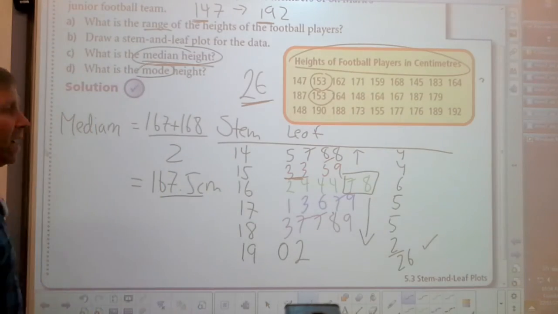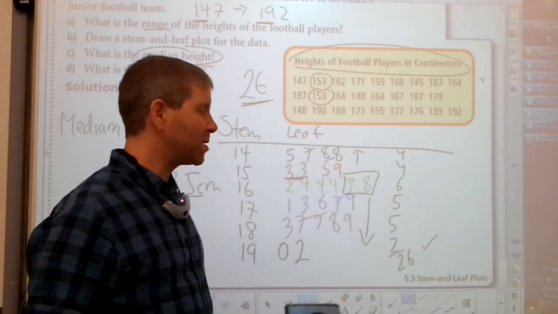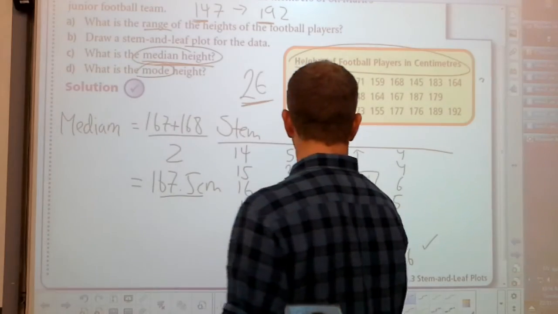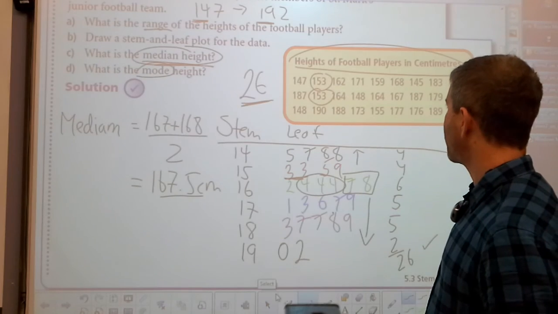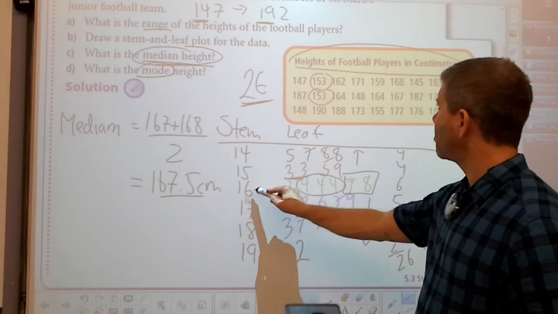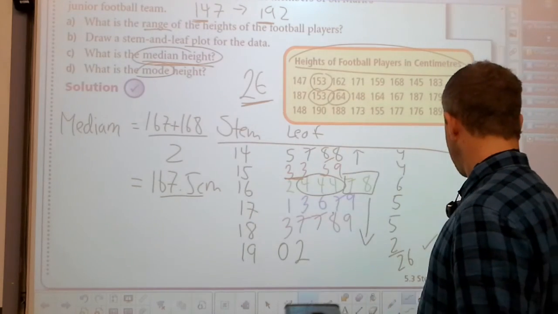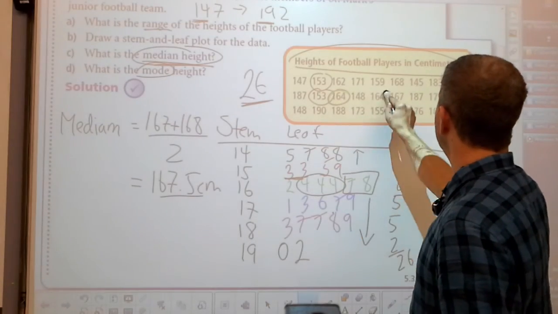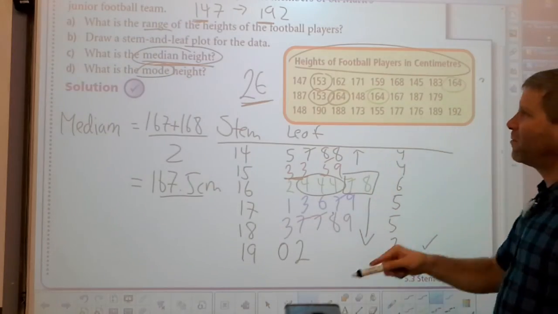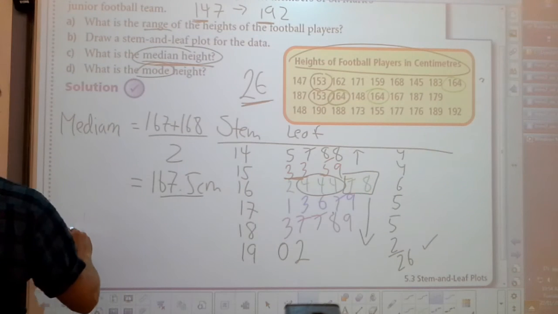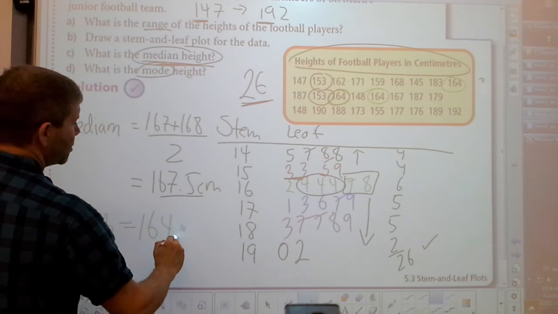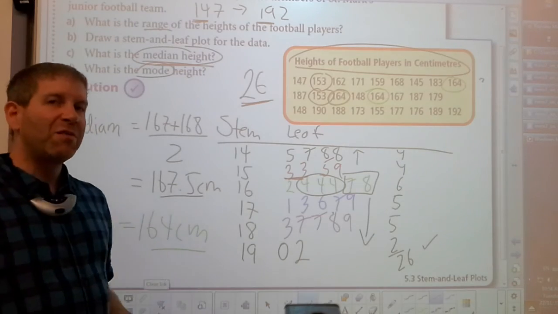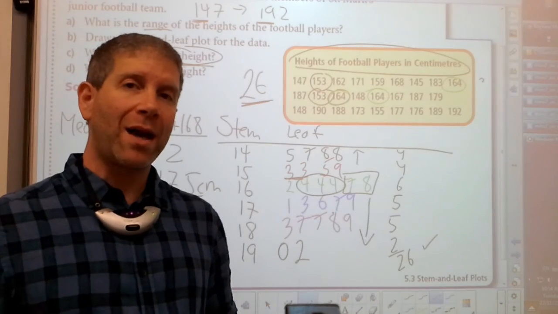What is the mode height? Well, the mode, again, is the number that occurs the most. So I see 3 4's in here, and I don't see any other number represented 3 times. Those 3 4's represent 164. I'll draw that in green. 164 here, 164 here, and 164 here. So our mode is 164 centimeters.